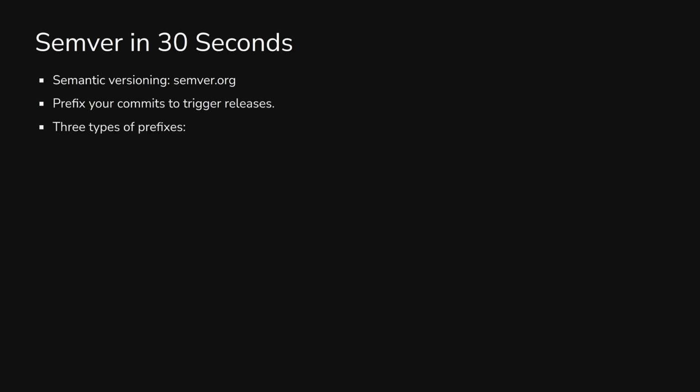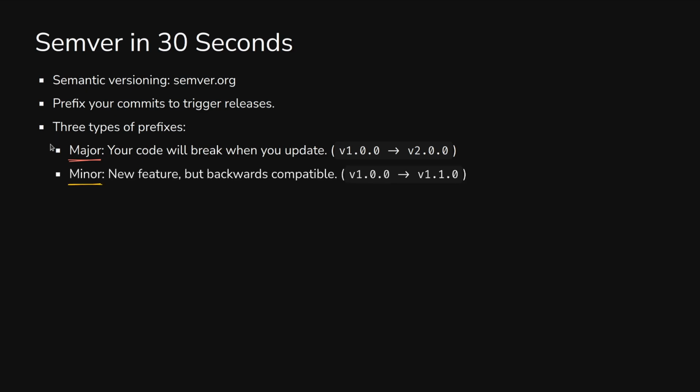So Semver in 30 seconds, if you're not familiar, there's a ton of information on semver.org. But in short, practically speaking, you're just prefixing your Git commits in order to trigger new releases, and you use special types of prefixes to indicate what type of release it is. It's a major release if your code will break when you update. In other words, if your package that other people are using is going to break as a result of these changes and they have to change their code in order to keep using it, that's a major change.